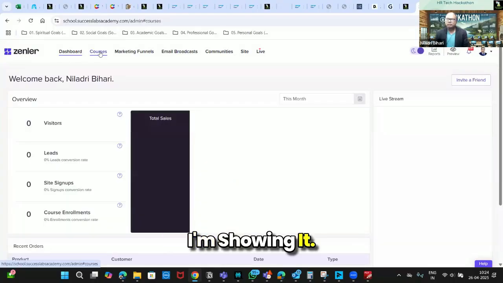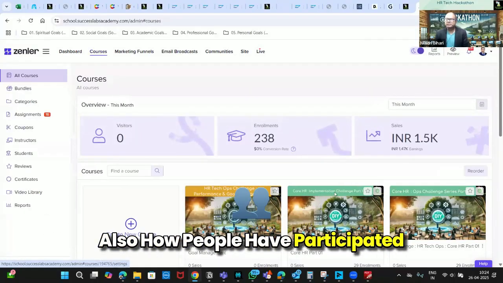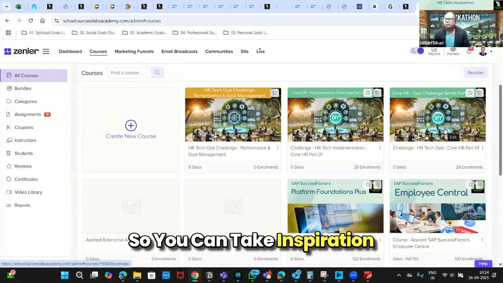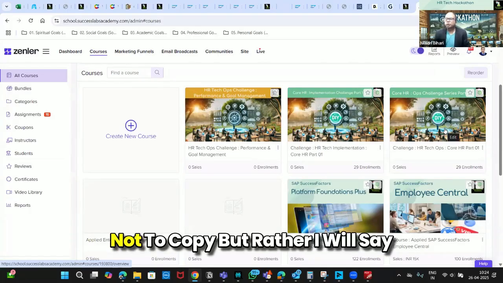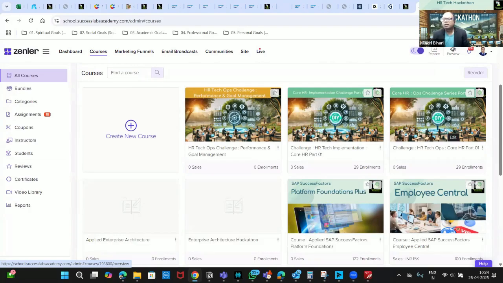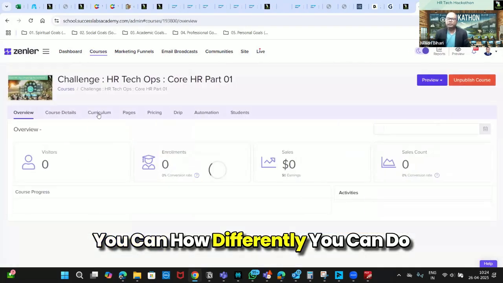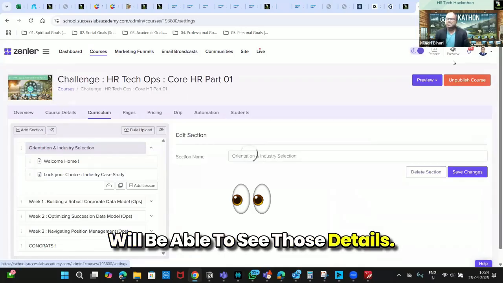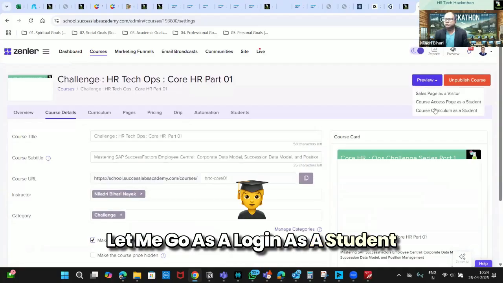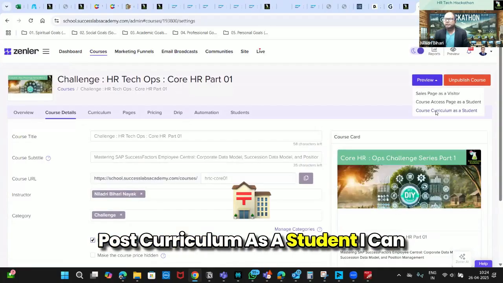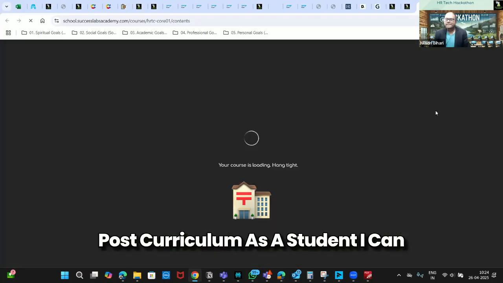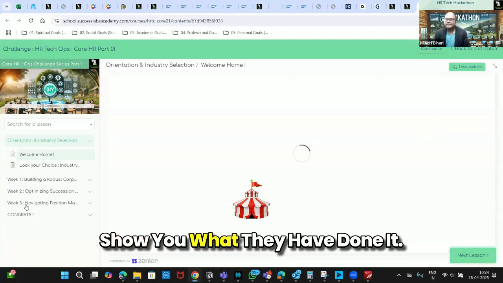This is the backend I'm showing you, so that you can see how people have participated in the past and how they have contributed to this. You can take inspiration from them as well, not to copy, but to see how differently you can do it. You'll get ideas. Let me log in as a student, course curriculum as a student, and I can show you what they have done.